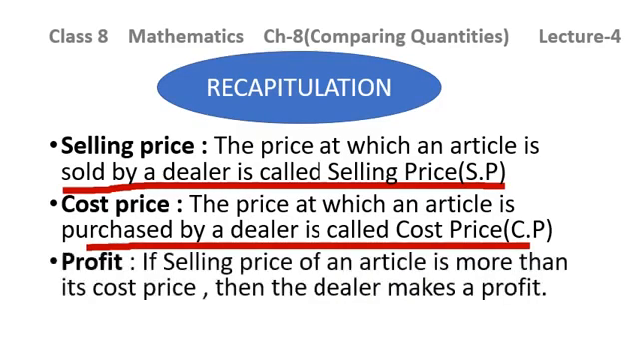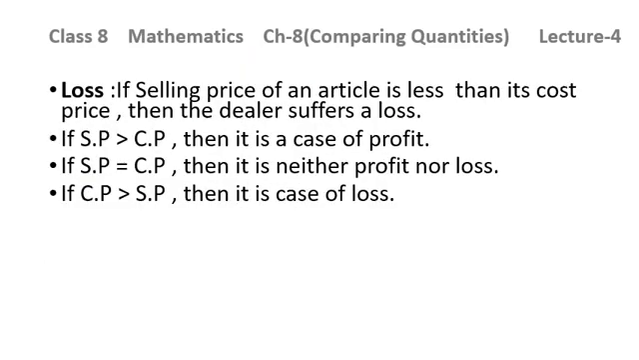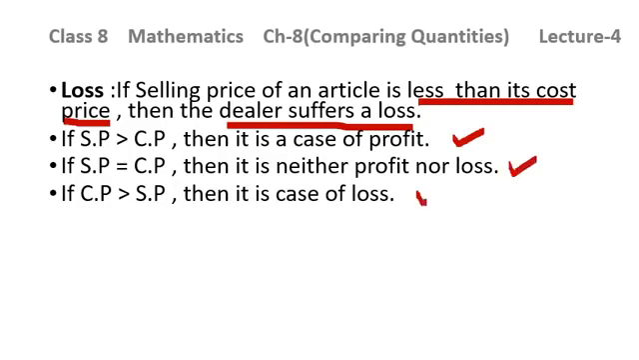Then we have learnt about profit. If the selling price of an article is more than the cost price, then the dealer makes a profit. Then we have learnt about loss. If the selling price of an article is less than its cost price, then the dealer suffers a loss. So we can write like this: if SP is greater than CP, then it is a case of profit. If SP is equal to CP, then it is neither profit nor loss. If CP is greater than SP, then it is a case of loss.